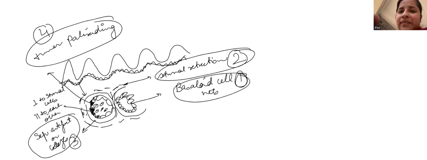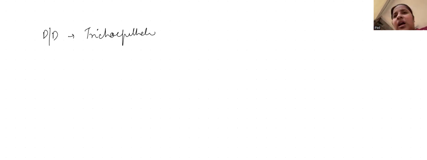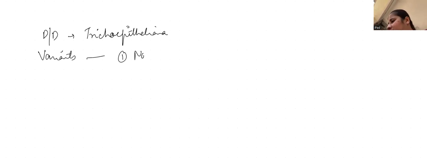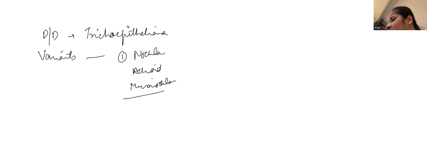Okay. The differential diagnosis is the trichoepithelioma. And there are various variants: one is the nodular, adenoid, micronodular, and infiltrative. But the most important, which has a good prognosis and less local recurrence, is the nodular variant.